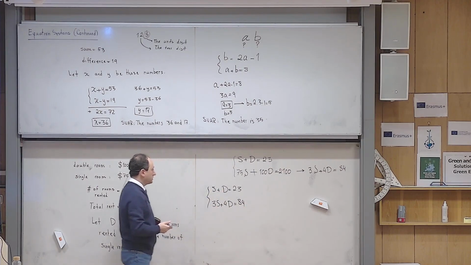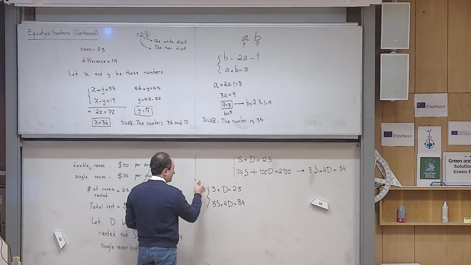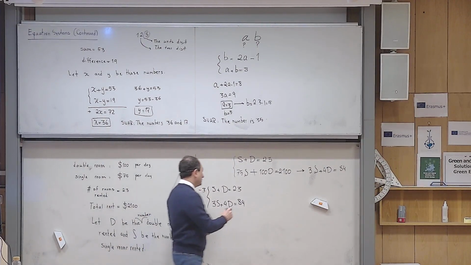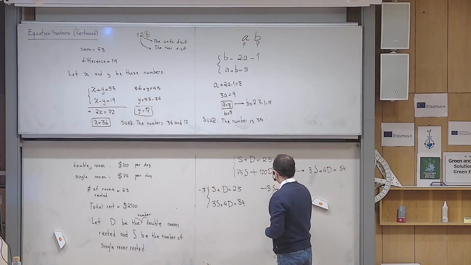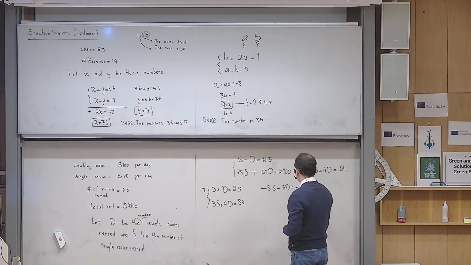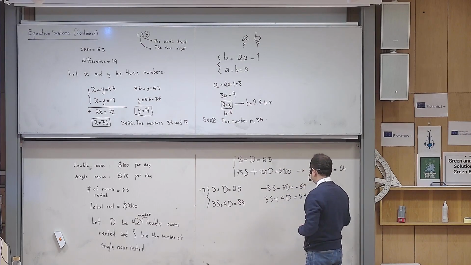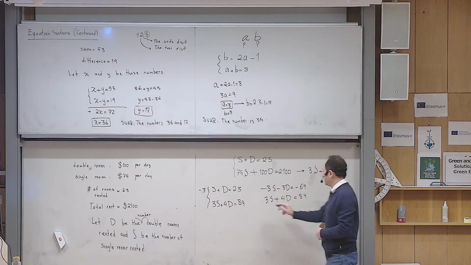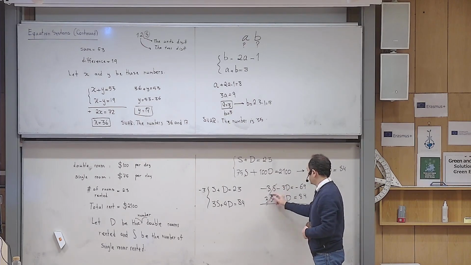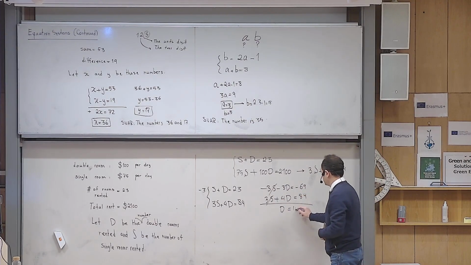And then I think it is better to use the addition method here. For the addition method, I multiply the first one by minus 3, for example. It becomes minus 3S minus 3D is minus 3 times 23, which is minus 69. And then I have 3S plus 4D is equal to 84. And then I add them. 4D minus 3D is just simply D. 84 minus 69 is 15.